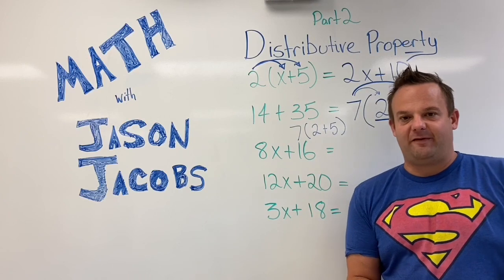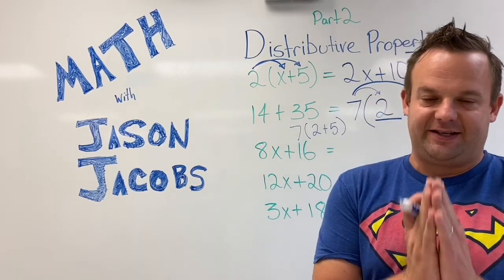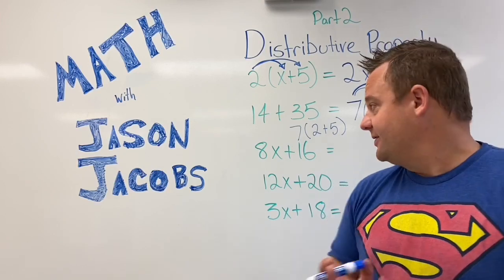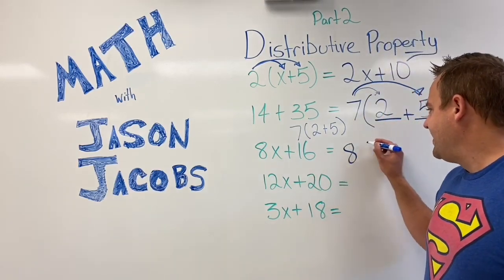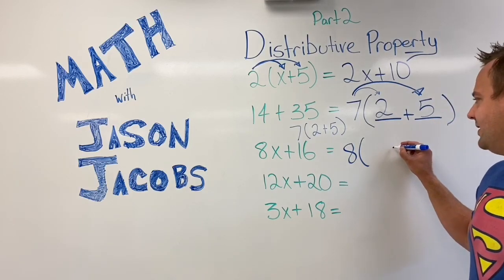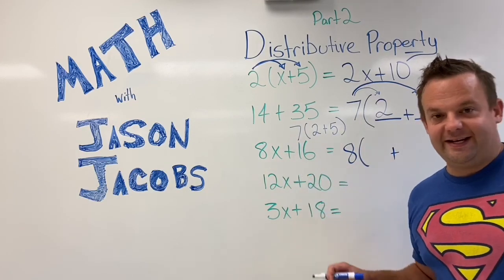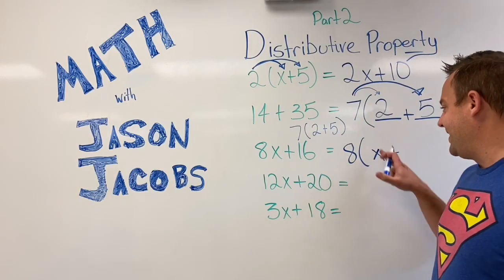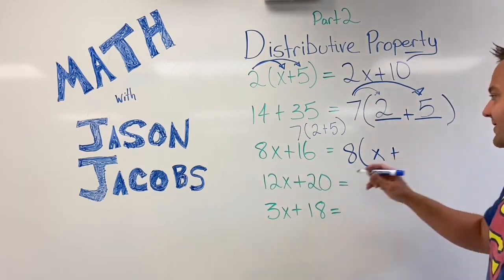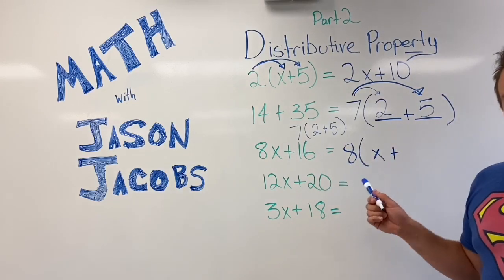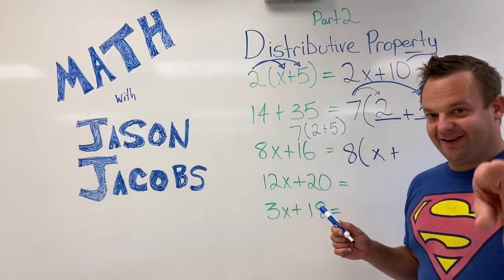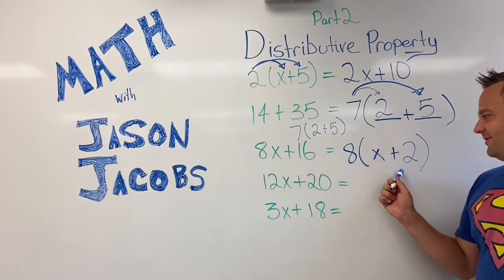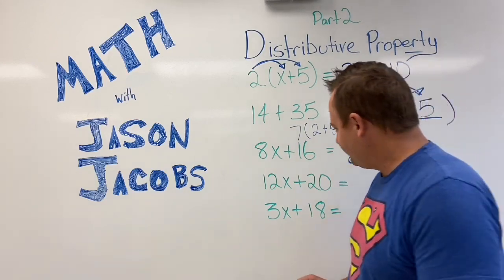Now, 8x plus 16. What's the greatest common factor of 8x and 16? What goes into both 8 and 16? 8 does. So we're gonna factor out 8. 8 times what equals 8x? That's right, x, just x. 8 times x is 8x. Plus 8 times what is 16? 8 times 2, you got it. 8 times 2 is 16. So this would be your answer right here.